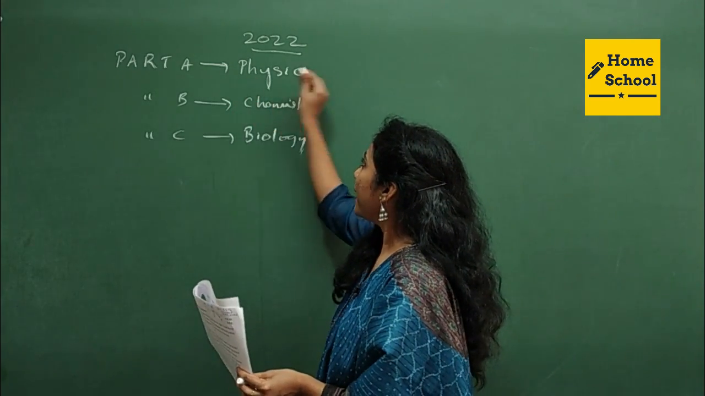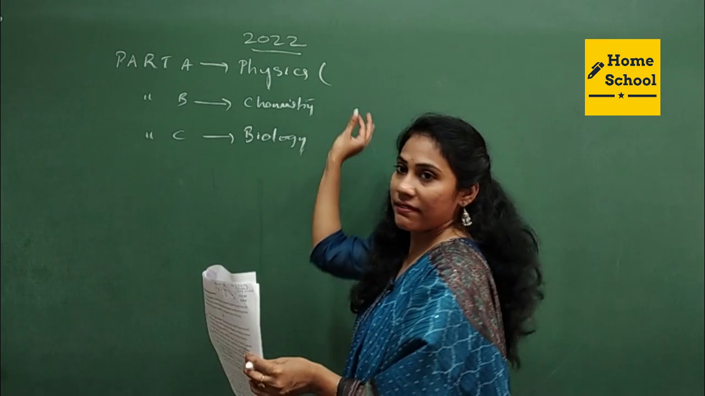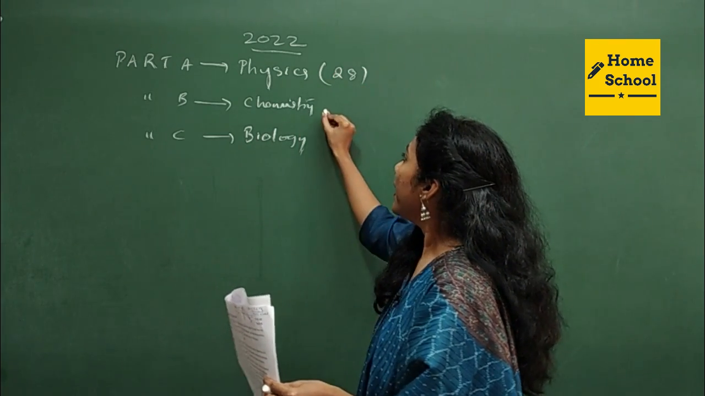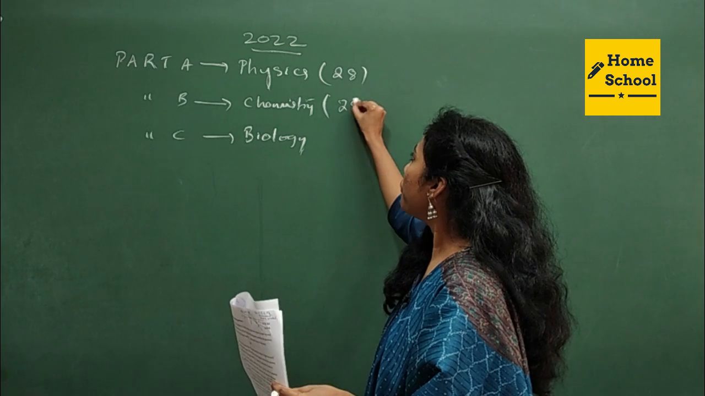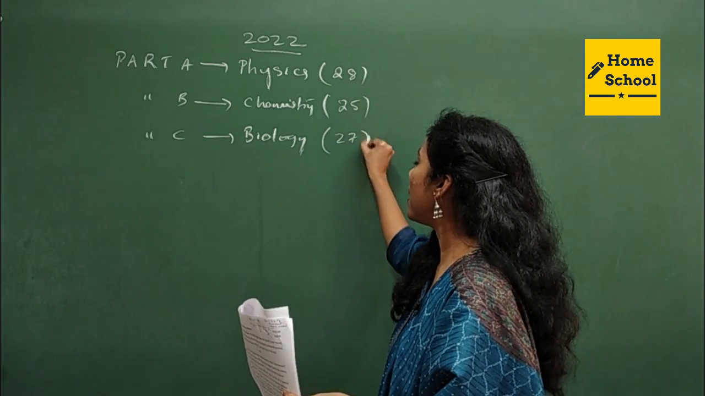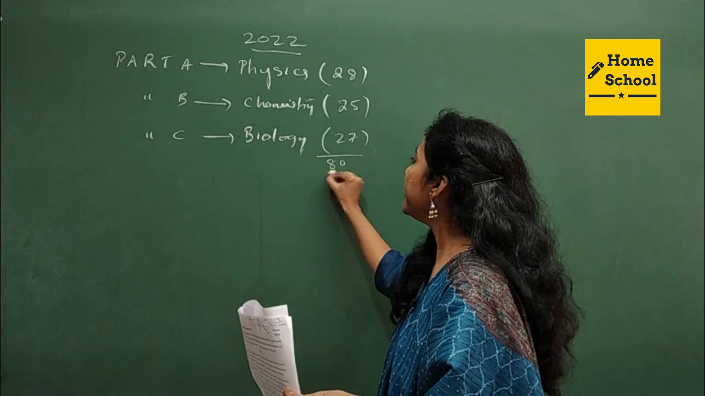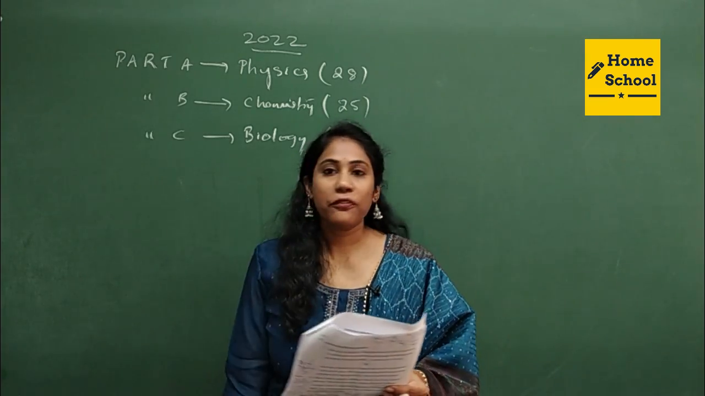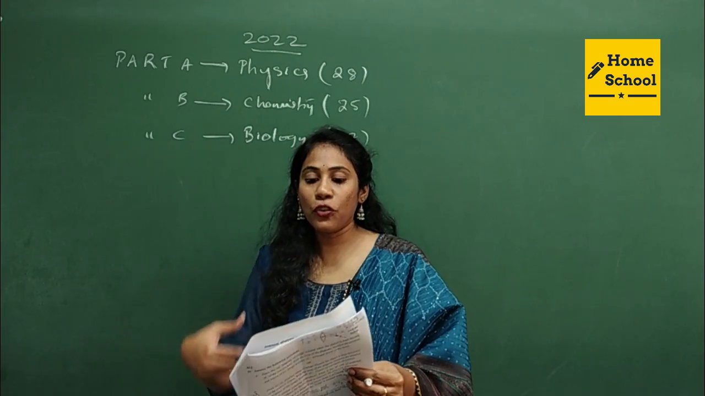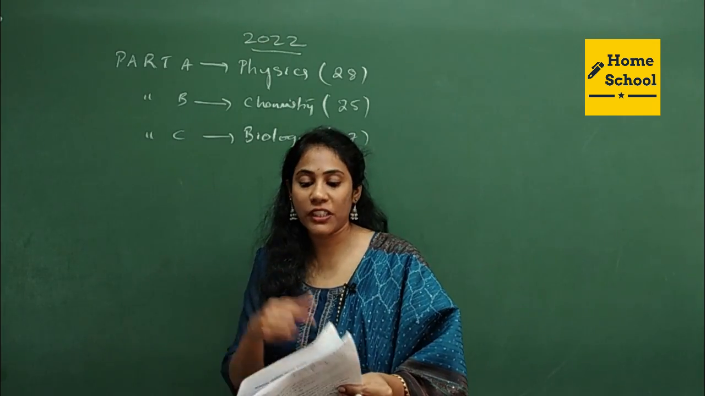Coming to part A, the physics questions cover 28 marks, chemistry you have for 25 marks and biology questions are there for 27 marks. So altogether it is an 80 marks paper that you have to write within 3 hours. Okay, so that is the overall picture of your model question paper.